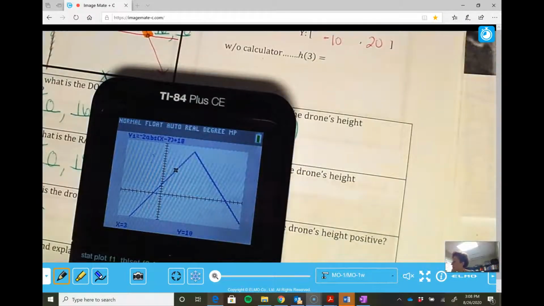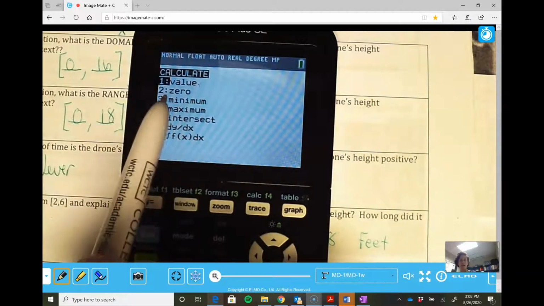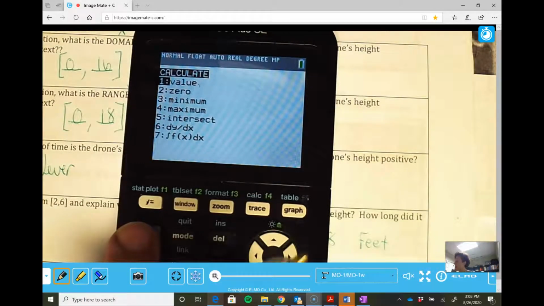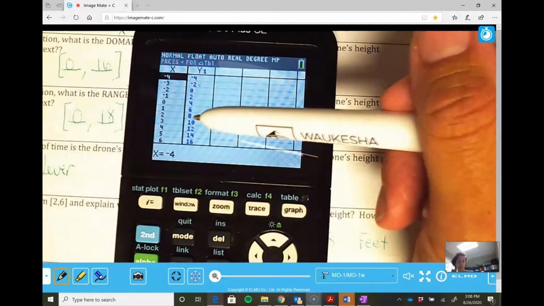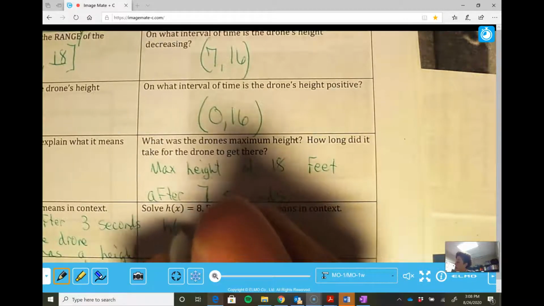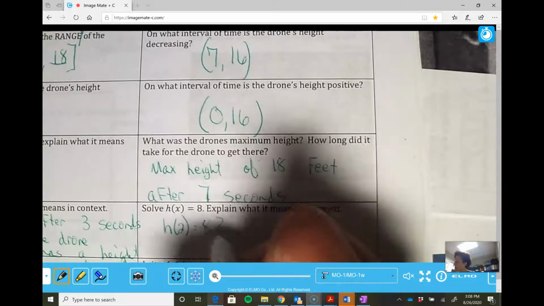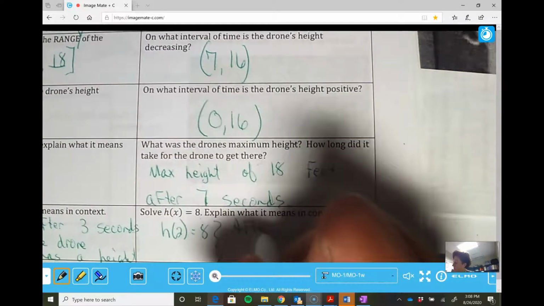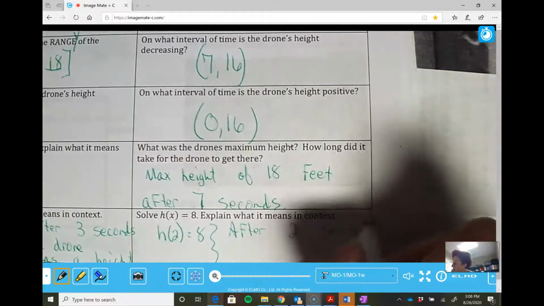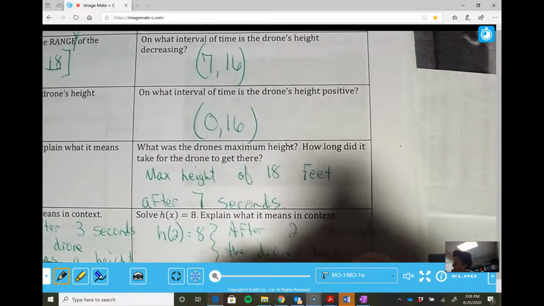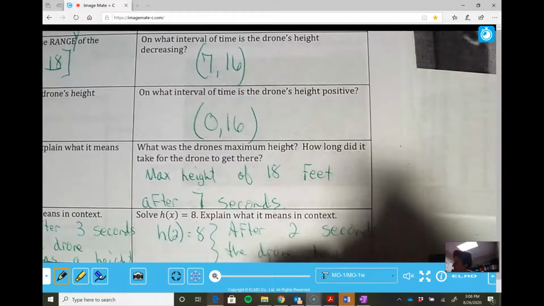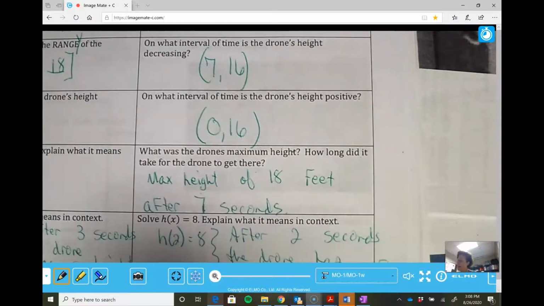So let's see. Unfortunately, the second trace only works this value if you know what your x is. It doesn't work for y. So I'm going to go to the table, and for now, until we get to solving, I'm going to hope that I can see 8. And I can, and it's 2. So h of 2 equals 8. So again, means the same thing. After 2 seconds, the drone has a height of 8 feet.